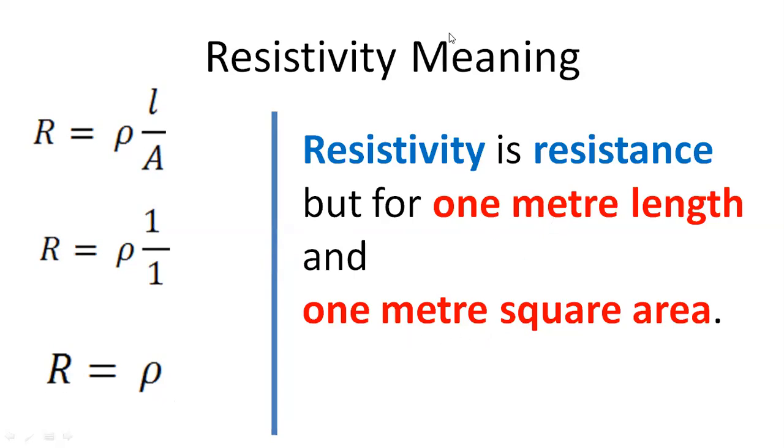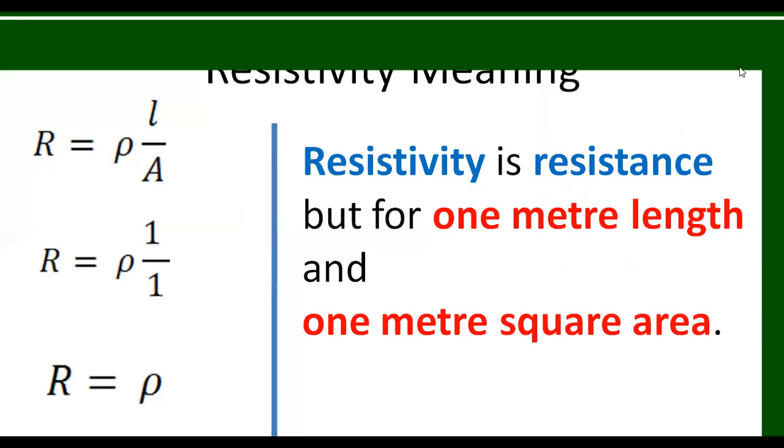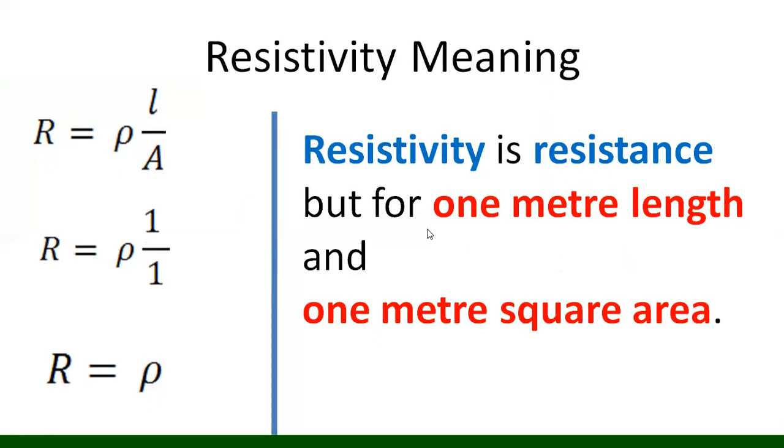Give me response in chat box. Have you understood from this derivation how exactly we are supposed to write down the definition? Fine. So do one thing, in your notebook, please write down this particular derivation, that is R is equal to rho L by A. Keep the values of L and A as 1, and take this derivation and write down the definition on the right hand side in your notebook, because this is not properly given in the textbook.